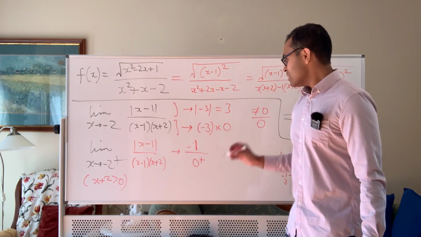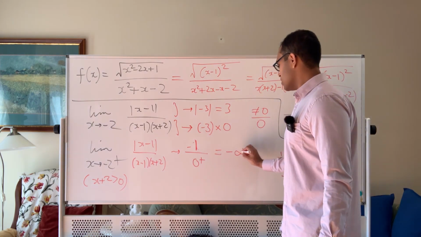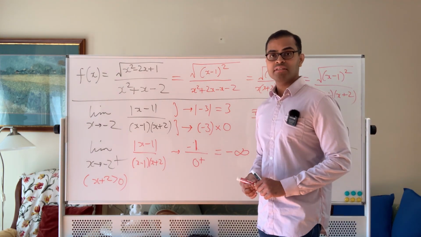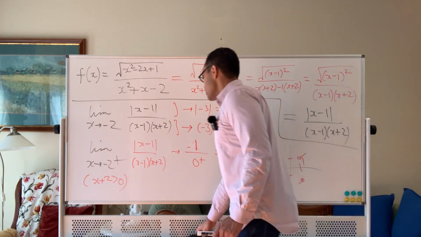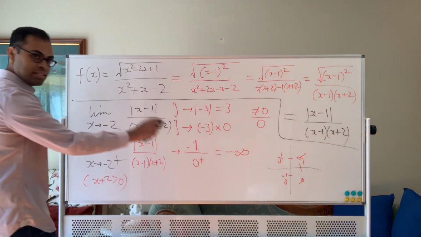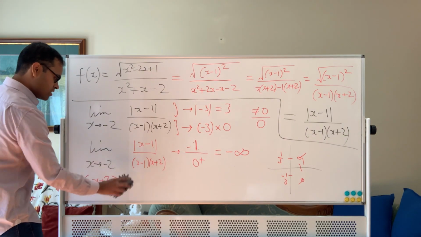Okay, that matters because the sign is now going to be negative infinity. So that's the right-hand limit as x approaches negative 2. For the left-hand limit, it's going to be very similar. So I'm going to now erase this all off, or at least just change this around to show you.